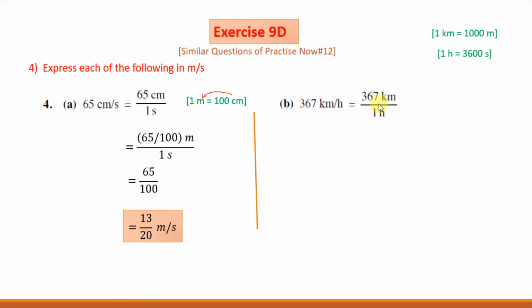So when we convert the kilometers into meters, we go from higher to lower, from greater to smaller value, we will multiply. And here also when we convert the hours into seconds, we will multiply. So 367 multiply 1000 and 1 multiply 3600. So that is our next step.